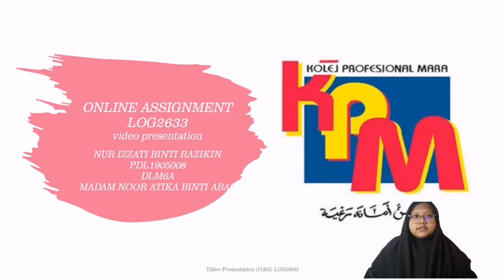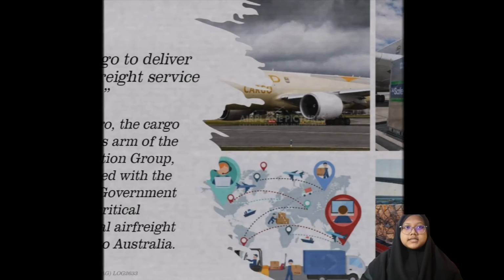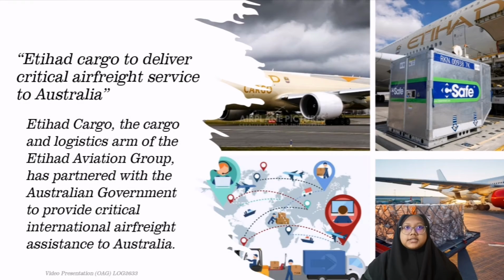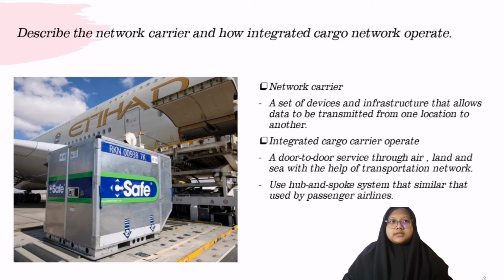Okay. Next, I'll continue. The title for our article is Etihad Cargo to deliver critical air freight service to Australia. Taken from the article, Etihad Cargo, the cargo and logistics arm of the Etihad Aviation Group, has partnered with the Australian government to provide critical international air freight assistance to Australia. Next, I'll continue with the questions for the article.